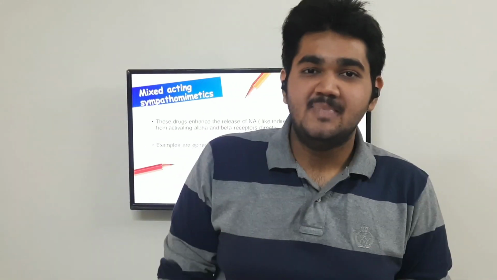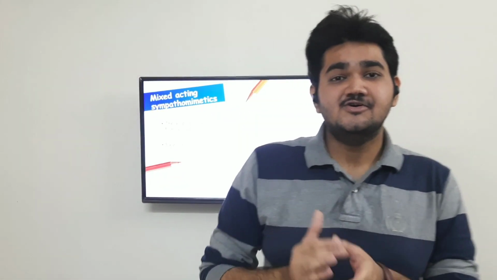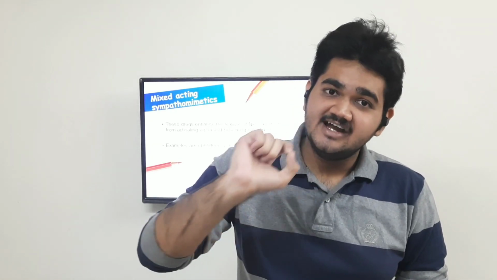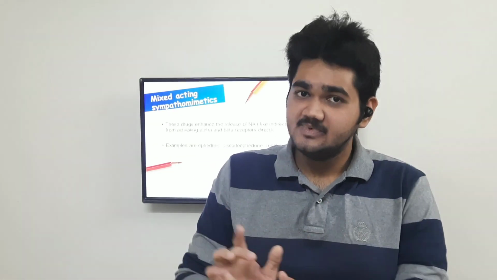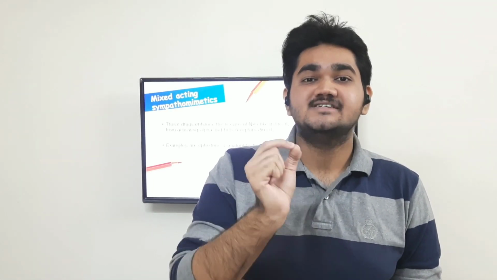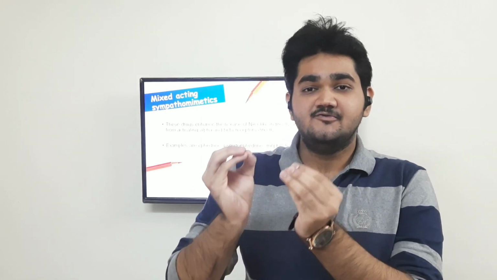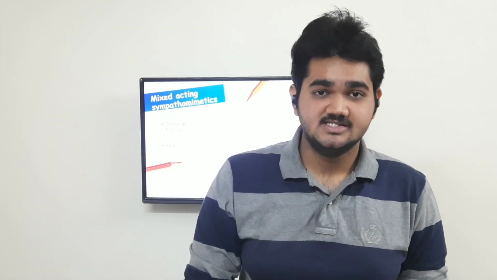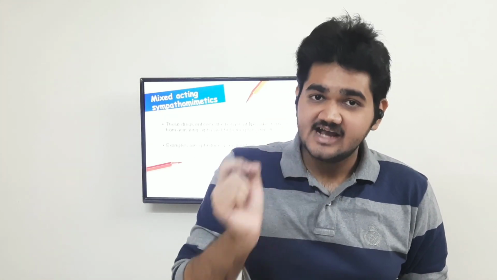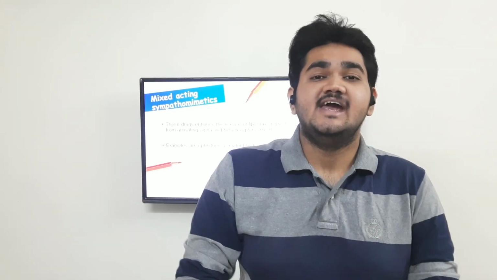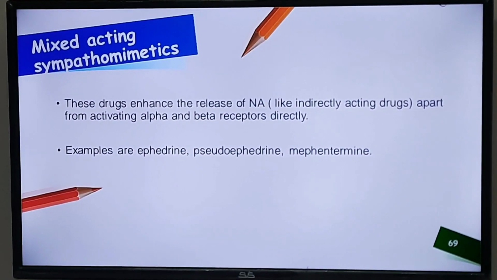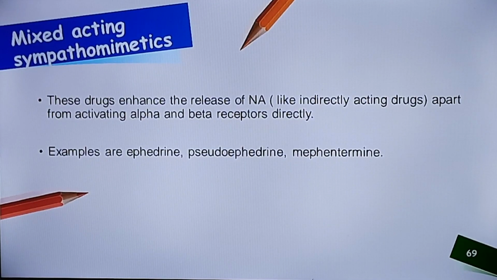Now, what do we mean by mixed acting sympathomimetic drugs? ये ऐसे ड्रग होते हैं which can directly stimulate our adrenergic receptor and also it can indirectly increase the concentration of norepinephrine. That means ये ऐसे drugs हैं which is having two actions. Number one, direct action and number two, indirect action. So let us see some of the examples of mixed acting sympathomimetic drugs.